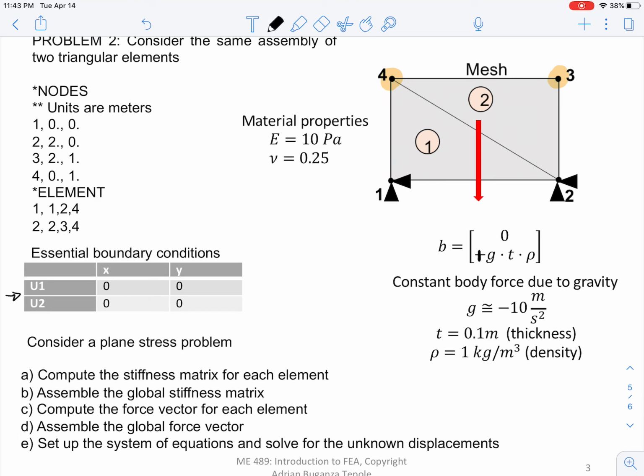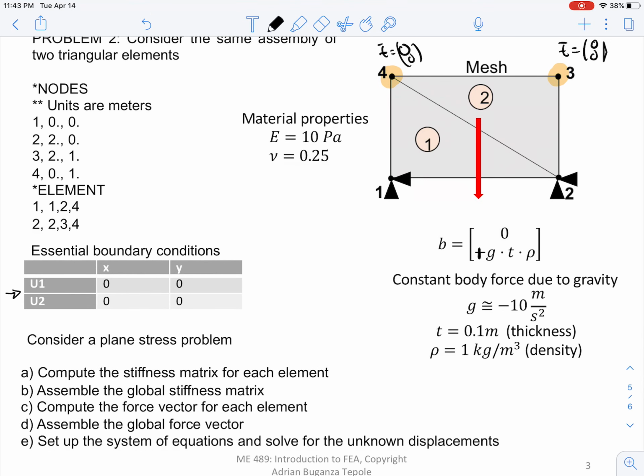One thing that I forgot to mention when I was explaining the setup of the problem: nodes 3 and 4, if they don't have essential boundary conditions, that means that they have natural boundary conditions. In this case, because there's no forces acting on those nodes, these have natural boundary conditions, but with traction equals 0, the 0 vector. So they have boundary conditions. It's just that they have a 0 force boundary condition.